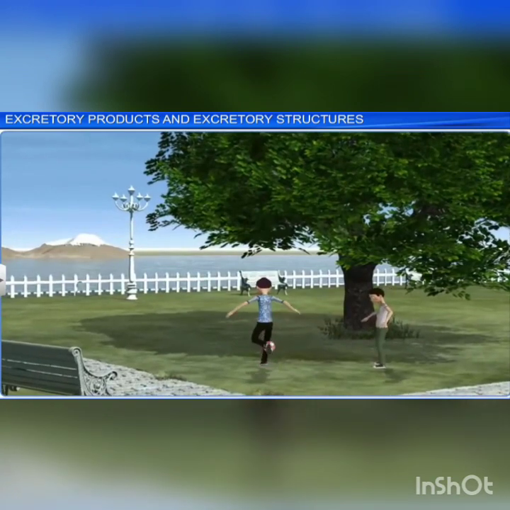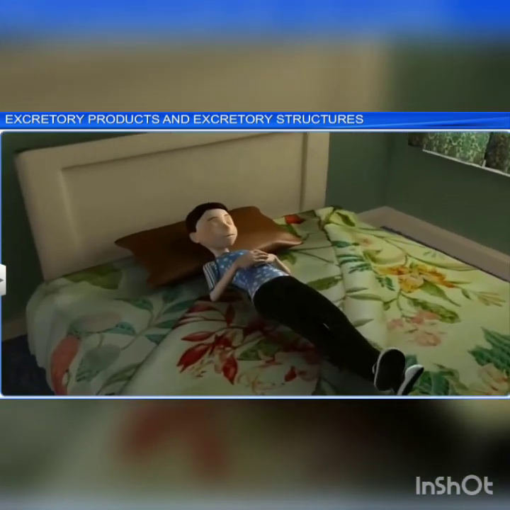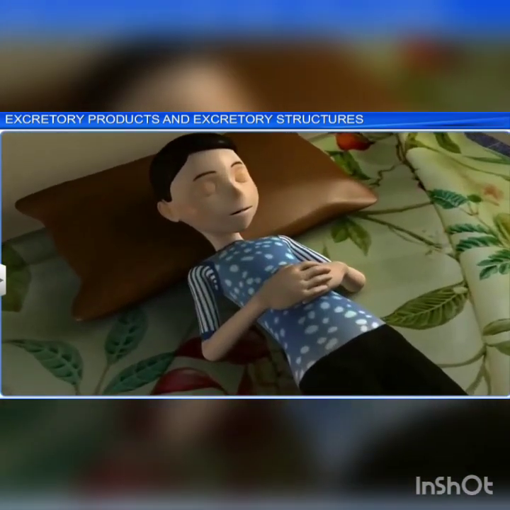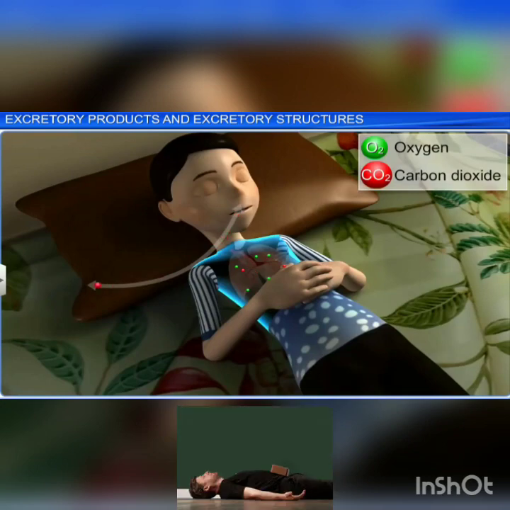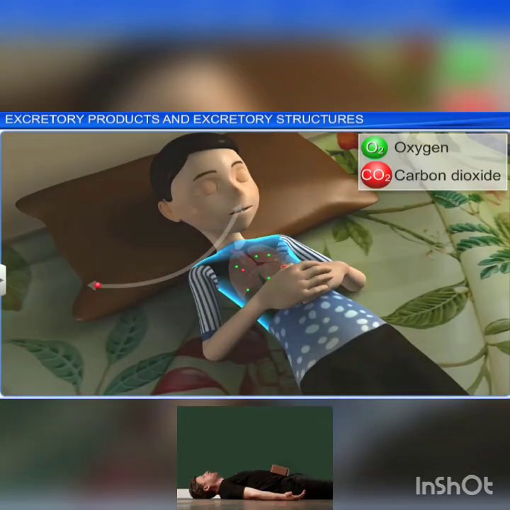The human body is constantly at work. It is never completely at rest. For example, even when we are sleeping, our lungs are busy inhaling oxygen and exhaling carbon dioxide. Carbon dioxide is a waste product generated by our body.